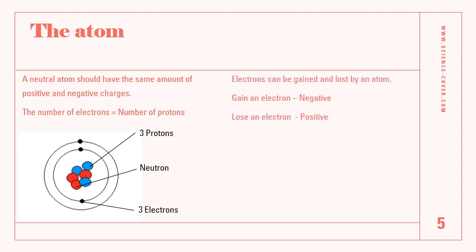But an atom can gain and lose electrons. If an atom gains electrons, then it gains negative charge. If an atom loses electrons, then it loses negative charge, which will leave it positive.